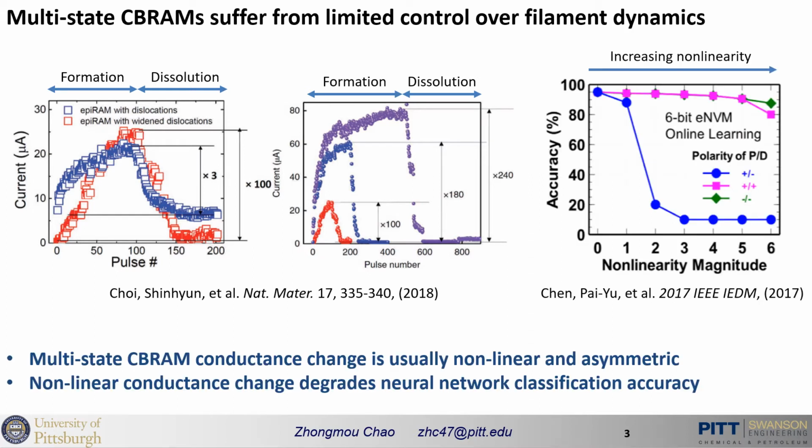This nonlinearity is critical as it will degrade neural network accuracy. For example, as shown in the figure on the right, when the nonlinearity magnitude increases from 1 to 2, the accuracy drops from 90% to 20%.